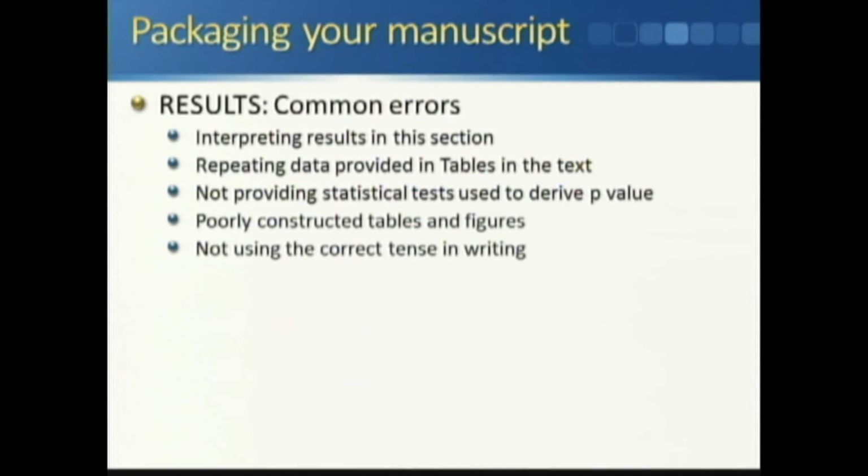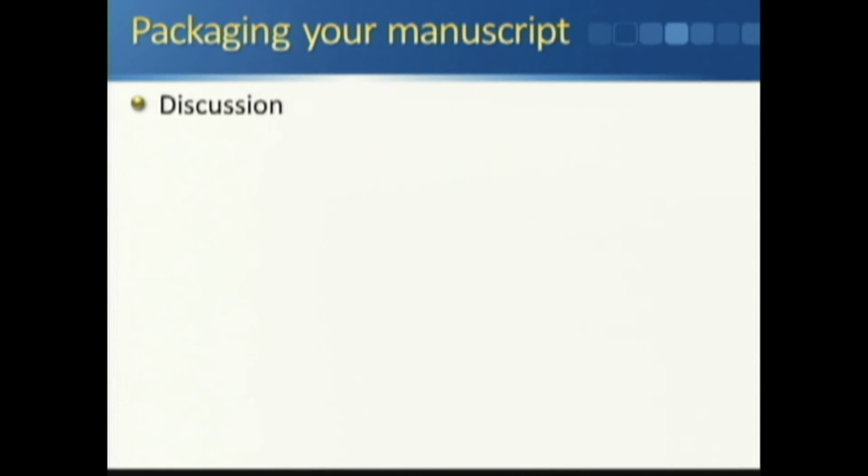So common errors are interpreting the results in the section, which really should go in the discussion, repeating data, not providing statistical tests used to derive the p-value. You just put the p-value there. Also poorly constructed tables and figures, and not using the correct tense in writing.